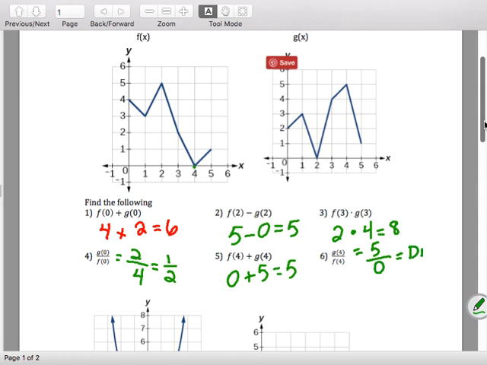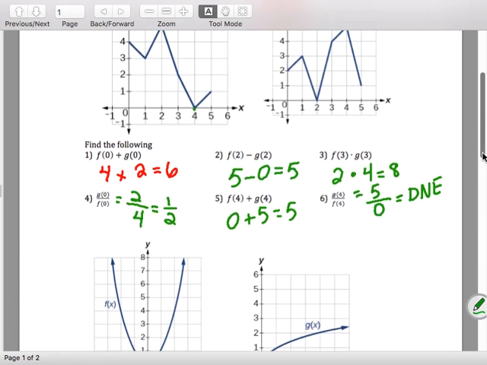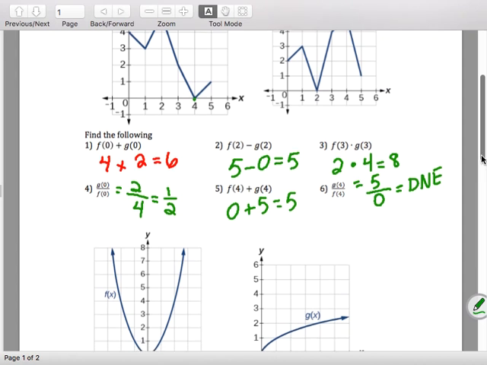You can write one of 2 acceptable answers: does not exist, DNE, or undefined. It is not acceptable to put no solution. This is not an equation. Solutions are reserved for equations. Any questions on the top half with those graphs?